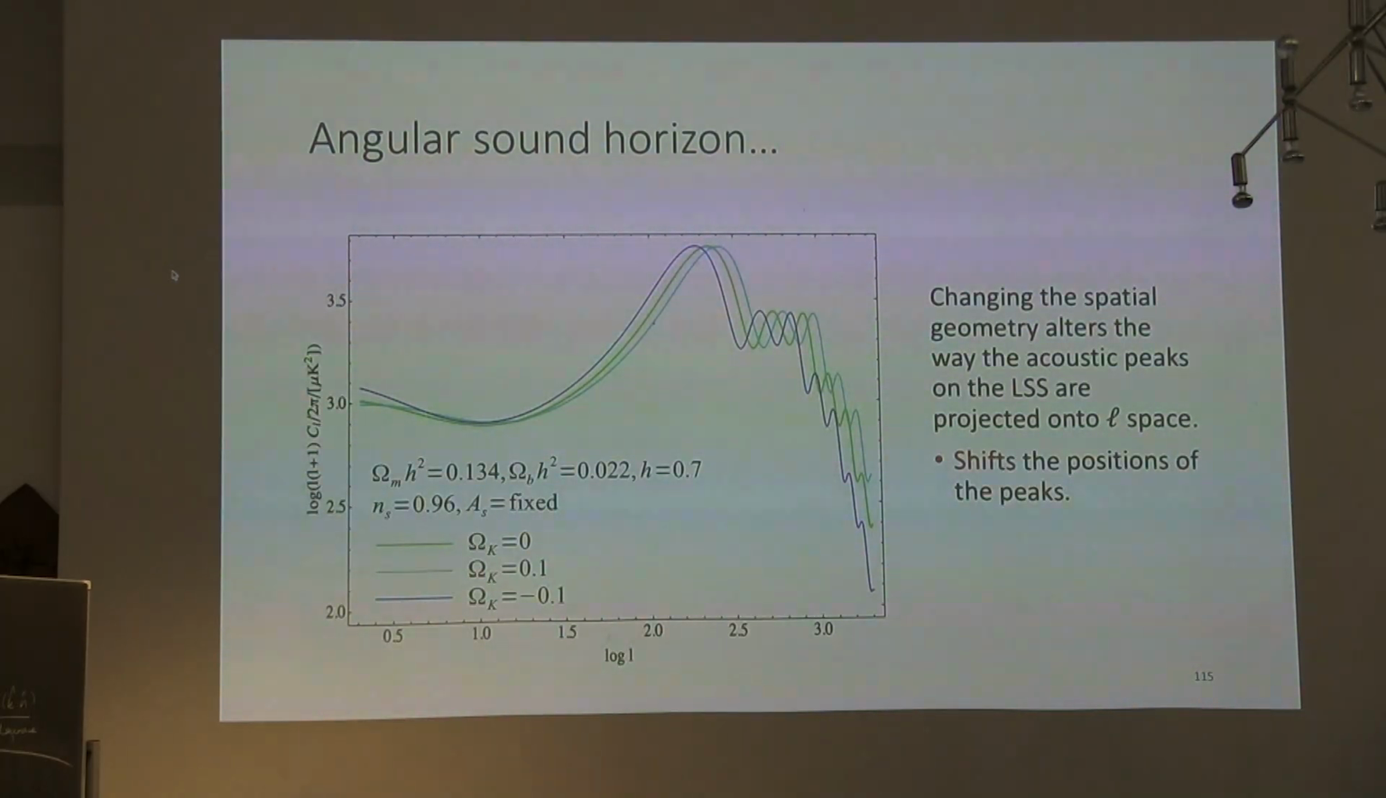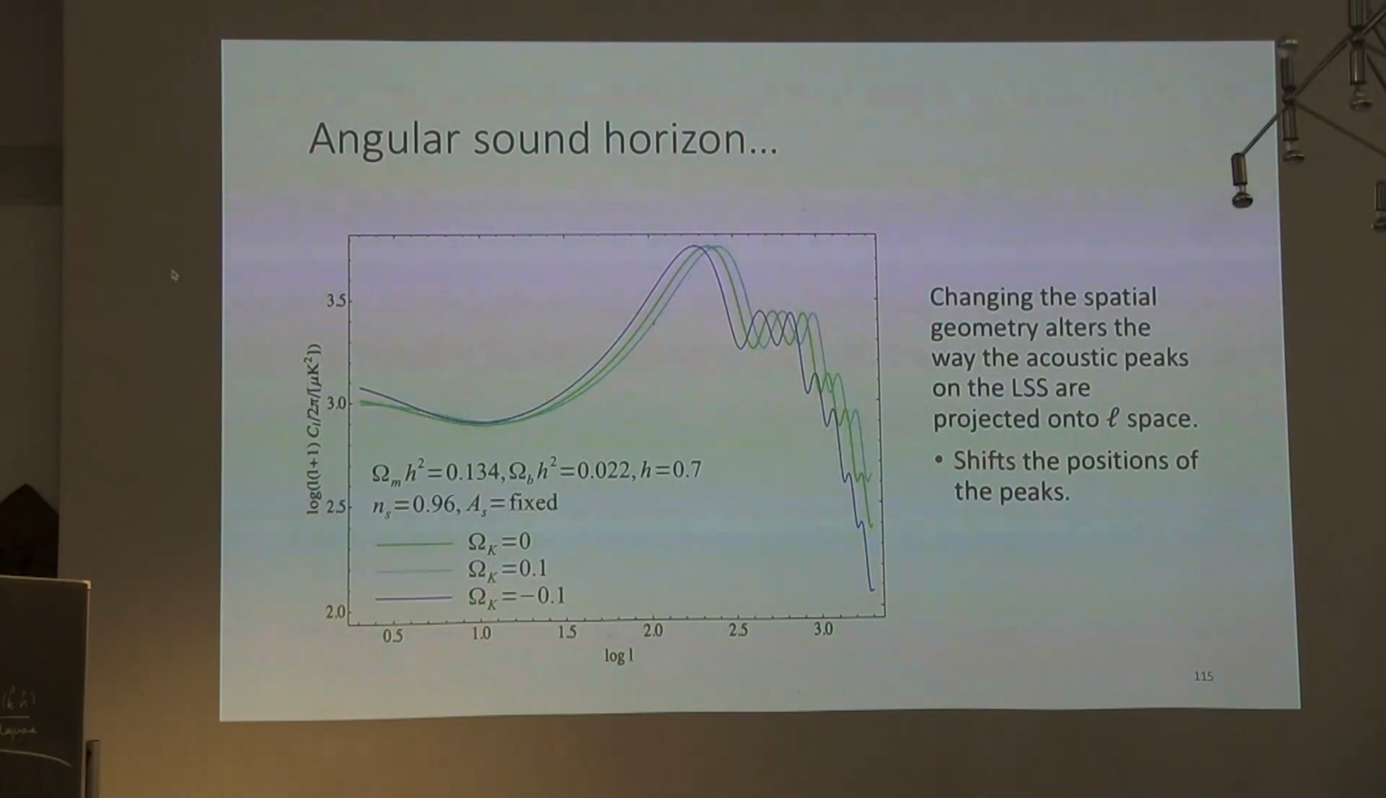That is because, as I said, you are basically looking at a sound horizon, and you divide it by the angular diameter distance, which itself depends on curvature. So this tells you that changing the spatial geometry changes the way the acoustic peaks are projected onto L space, and then you shift all the positions.